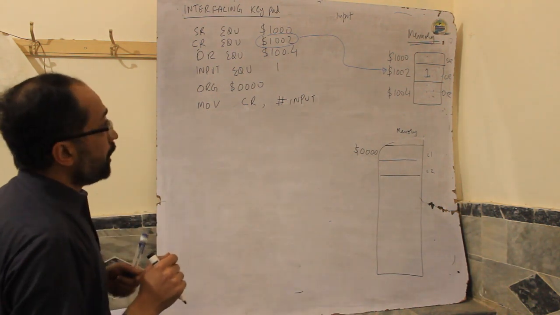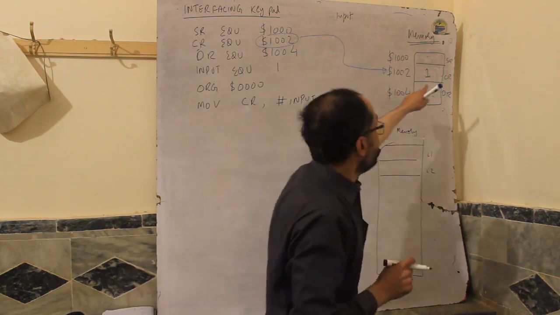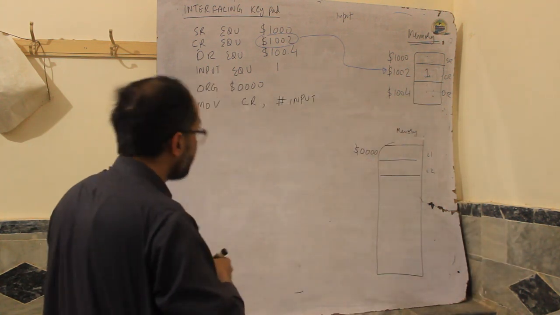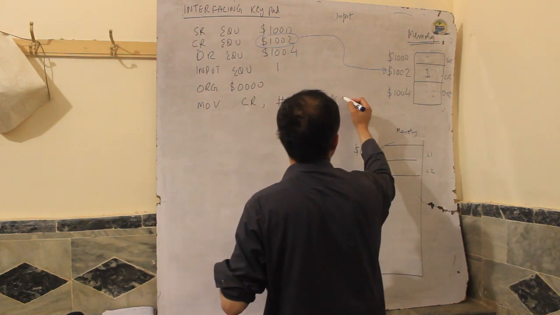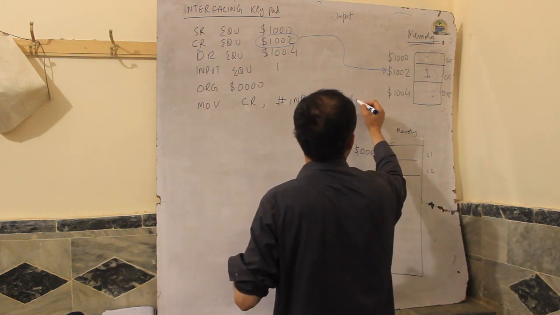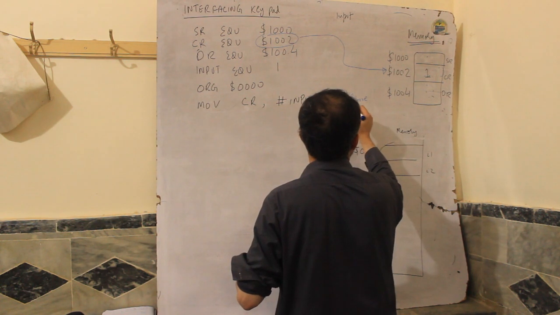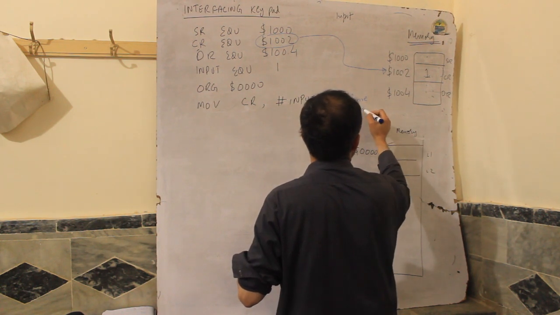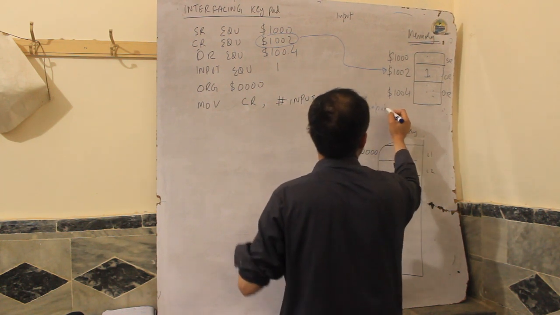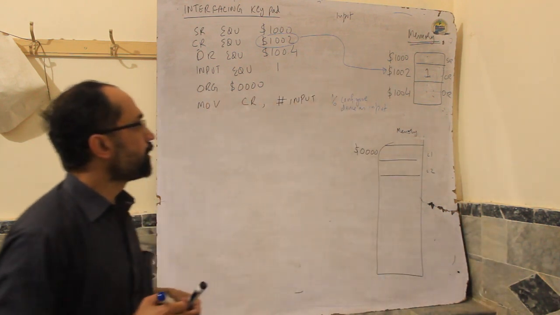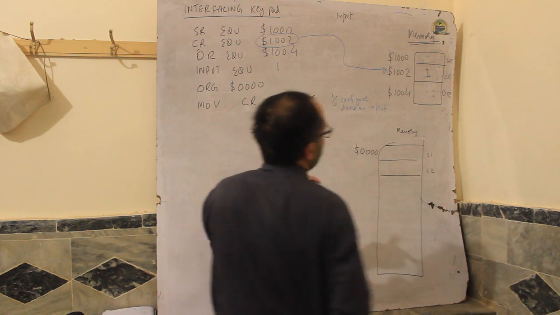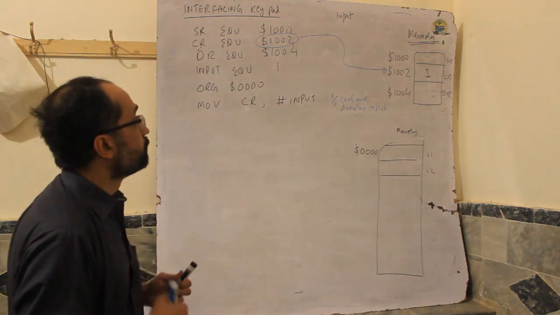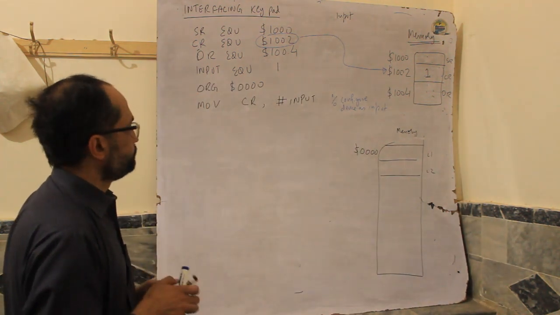Now the device has been configured as an input, so we can also write some comments. Configure: we are configuring the device as input. So we are also putting some comments into our code. These statements will be ignored by the assembler. This only improves the readability of the program.